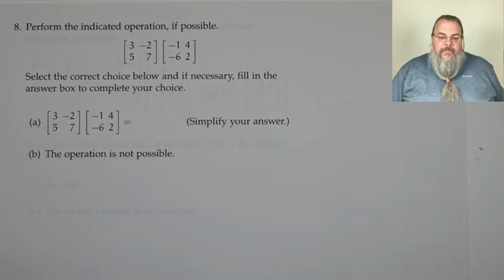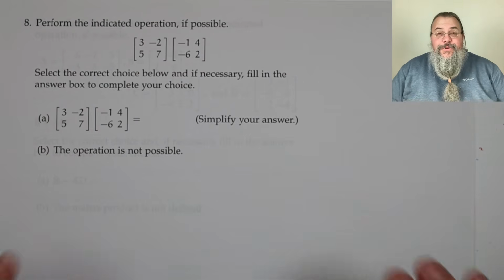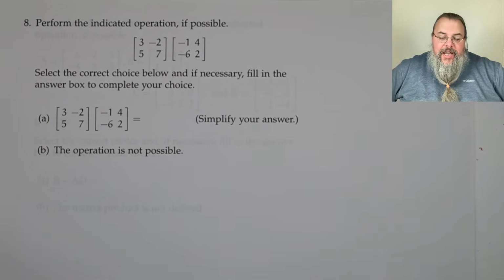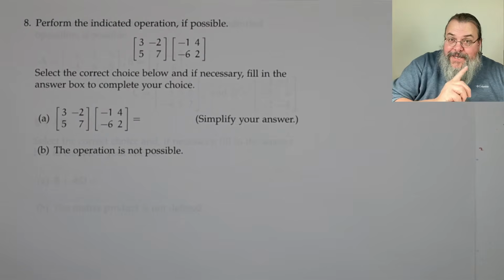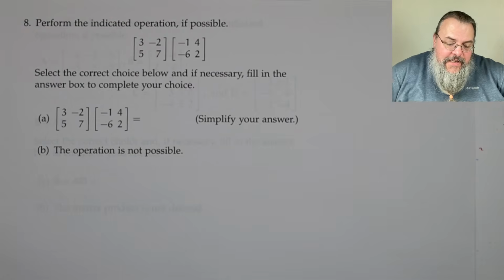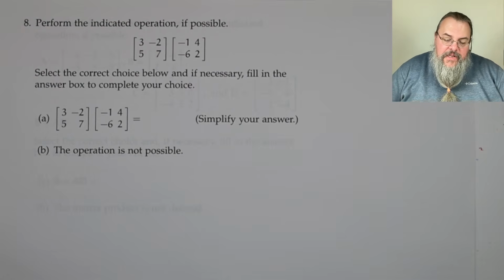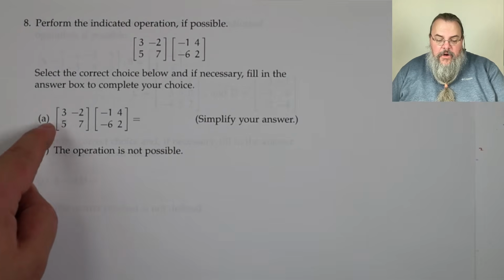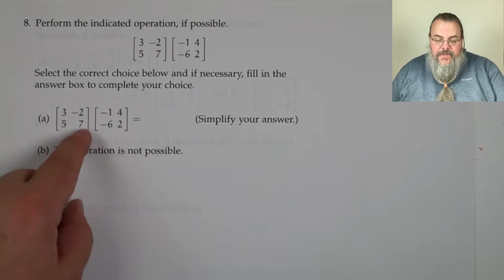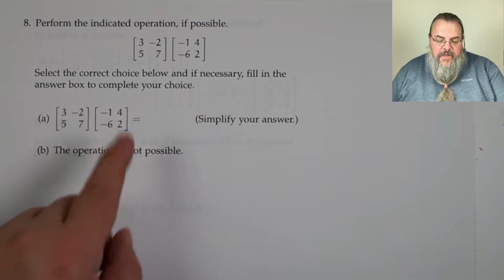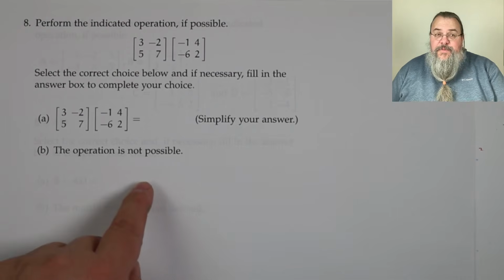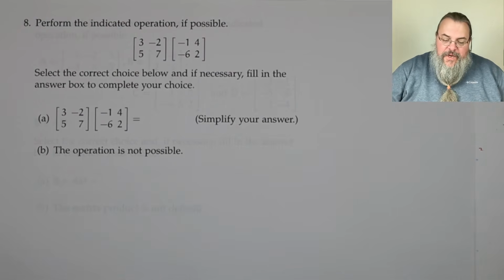All right. Well, that brings us to number 8. Perform the indicated operation, if possible, and then select the correct choice below, and if necessary, fill in the answer box to complete your choice. Now, the two options are, there's an answer. Now, there's supposed to be a box here, but I couldn't quite fit that in. And then the operation is not possible. Let's check to see if the operation is possible.